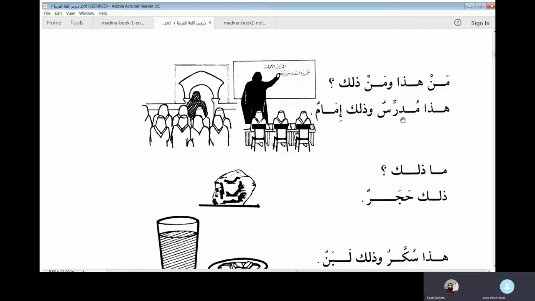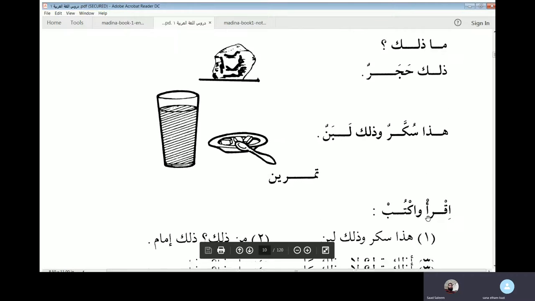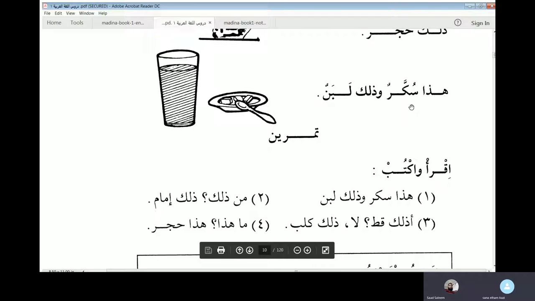Hada mudarrisun wa zalika imam. This is a teacher and that is a leader, imamun. Imam of the masjid, okay. Ma zalika, what is that? Zalika hajarun, that is a stone. Haza sukkarun wa zalika labanun. This is sugar and that is milk.